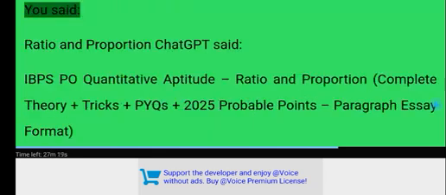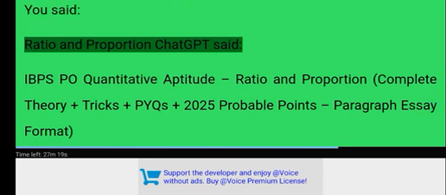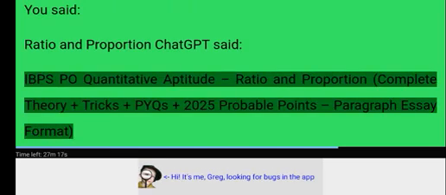You said: ratio and proportion. ChatGPT said: IBPS PO quantitative aptitude, ratio and proportion, complete theory plus tricks plus PYQs plus 2025 probable points, paragraph essay format.